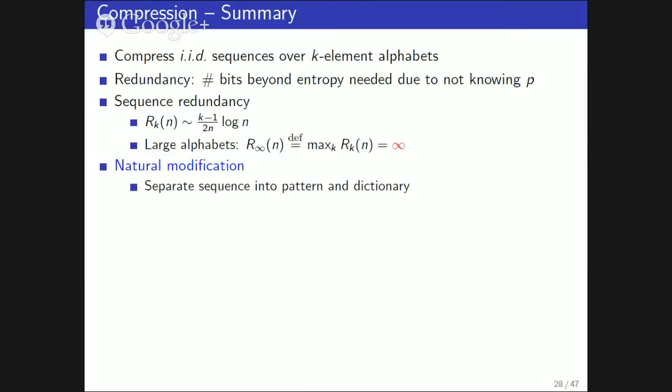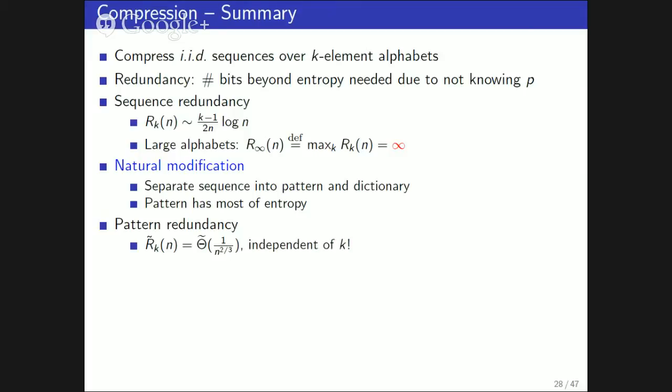And the natural modification is to separate the sequence into pattern and dictionary. The pattern has most of the entropy, and yet the pattern redundancy is 1 over n to the 2/3, so it does not depend on k at all. It's independent of the alphabet size and goes down to 0 at this rate. Therefore, even if k is infinity, it doesn't matter, so it's 1 over n to the 2/3.